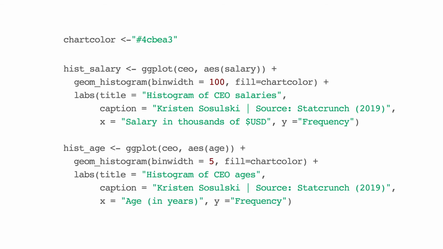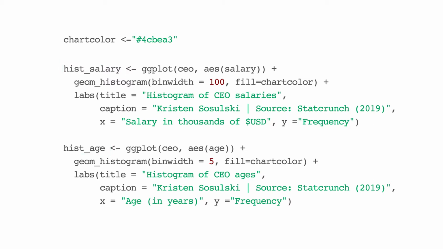Let's create a variable that we can reference for our chart color. We'll use a hexadecimal value for a color called modern cyan. Here we're assigning that value to a variable called chart color. Next, we're going to create the charts. We assign the ggplot calls to variables, specifically hist_salary and hist_age.